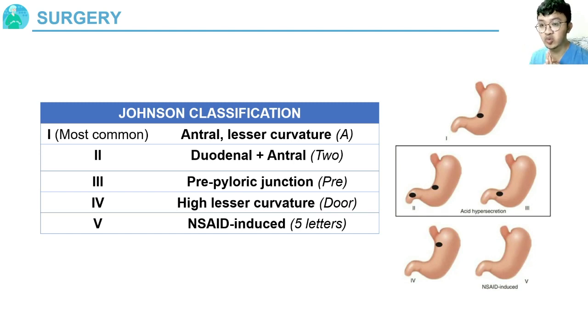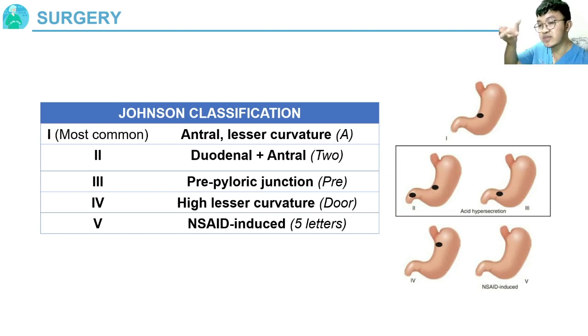As compared to 2, which means there's 2 in number, the first one is found in the duodenum, and the second one is found in the antrum. 3, pre-pyloric junction. 3 rhymes. Okay, so 3 rhymes. Pre-pyloric means it's at the distal end of the stomach just before it becomes the pylorus.